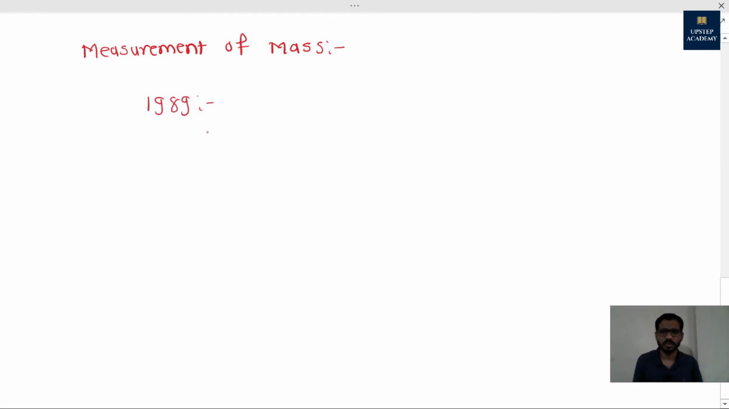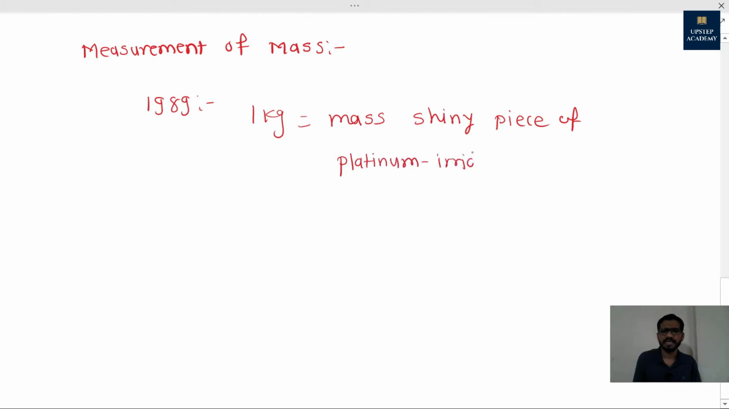Let me tell you about the 1 kilogram mass, which is nothing but the mass of a shiny piece of platinum iridium alloy kept in a special glass vessel. This is nothing but the mass of 1 kilogram.